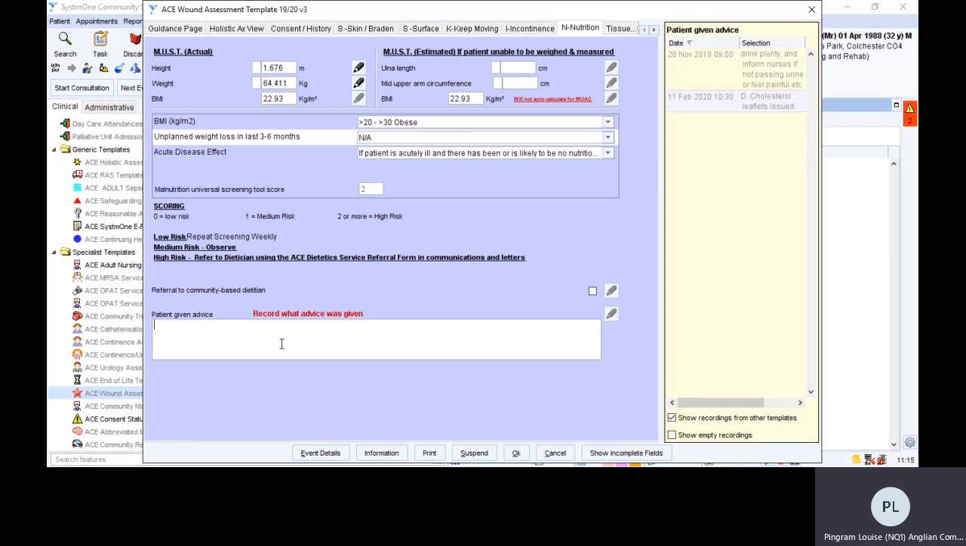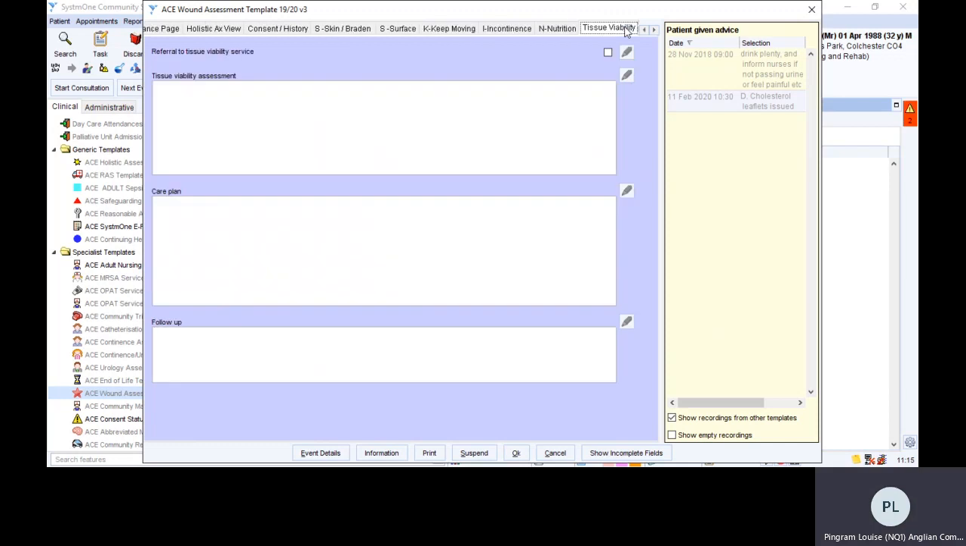This is where all your information can go that's in relation to that patient's diet. Okay, the next tab doesn't need to be used by yourself, so that's the tissue viability page. This is where we'll document, if we do a virtual review, what care plan we've suggested and any follow-up and who the follow-up will be by, so that will just be documented in there.